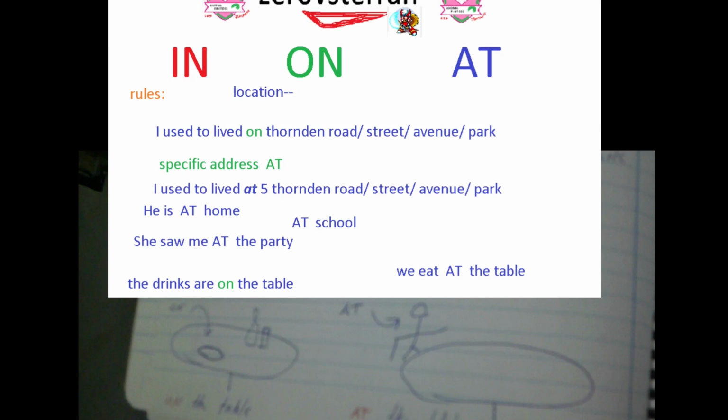But on the table does exist, because when we're talking about flat surfaces, then we can use on the table. You put your plate on the table. You put your drink on the table. But you sit at the table. So with on the table and at the table, you'll see that sometimes more than one preposition is possible.